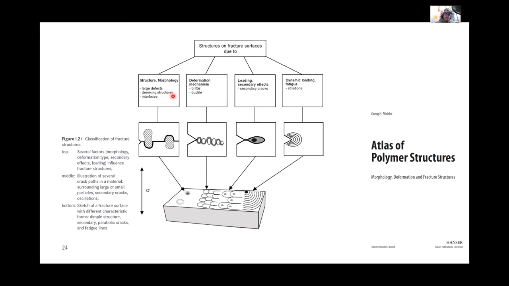But it's kind of cool. So, you know, large defects, demixing structures, interfaces. So demixing structure would mean if you have a polymer blend and it starts to come apart.